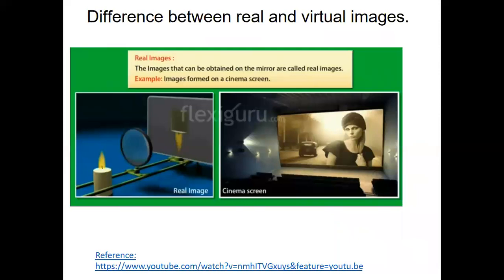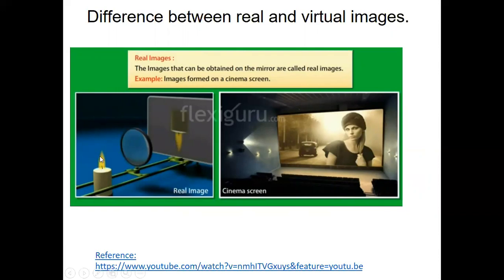Well, there are two types of images that can be created using these mirrors and lenses. Those are called real images and virtual images. Real images are the images that can be obtained on a screen. An example is images formed on a cinema screen.